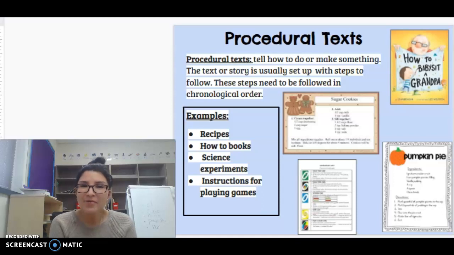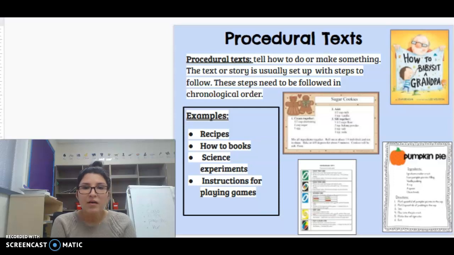Hi there, today we are going to be going over procedural texts. Now I know you've gone over procedural text in writing, but what do you think procedural text means in reading? Let me give you a moment to think about this. Alright, procedural text. Go ahead and practice saying that word, procedural text.